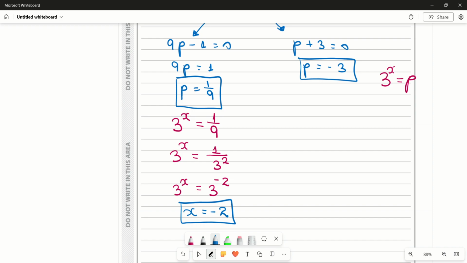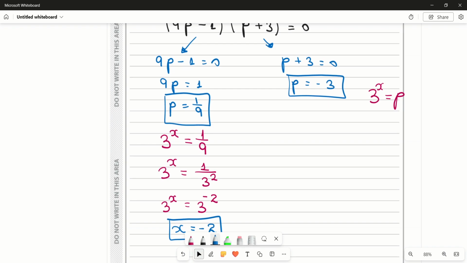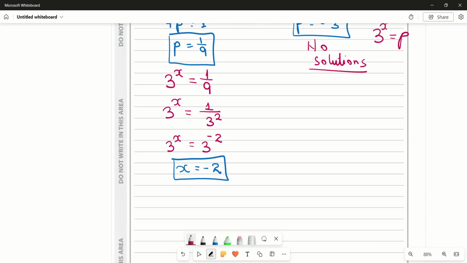Now for the second value of x, there are going to be no solutions for this because simply p is a negative, so there are no solutions. So our only solution is x equal to minus 2. Thank you.